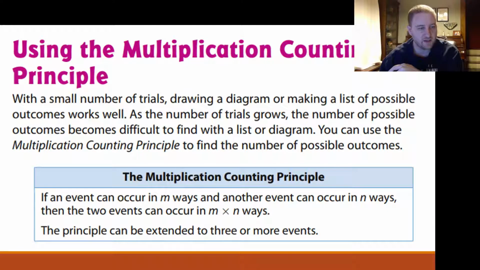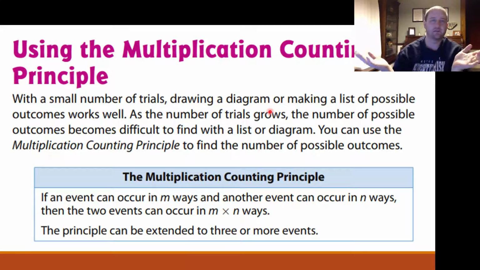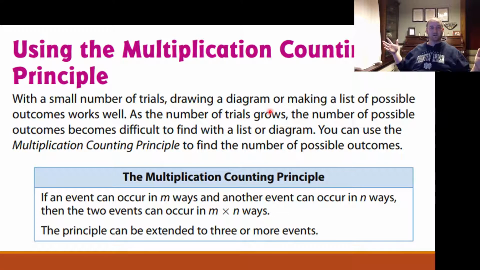Now, using the multiplication counting principle, with a small number of trials, drawing a tree diagram or making a list of possible outcomes works well. So if you only have two or three events, it's pretty easy to draw a short little tree diagram to illustrate all your sample space and how many outcomes there are, right? But if the number of outcomes gets higher and higher, like let's say there's 50 outcomes in one of the events, you don't want to draw out 50 outcomes in a tree diagram because that would literally take you forever. There's a much easier way that you can do it, okay?